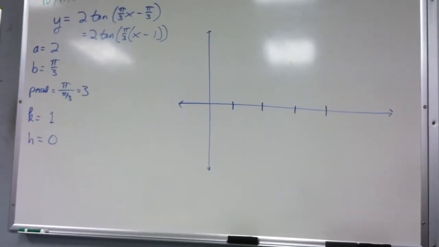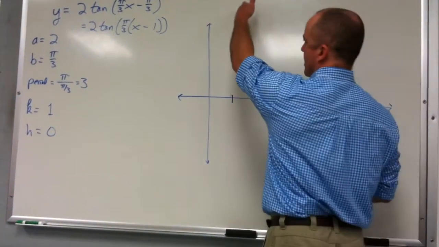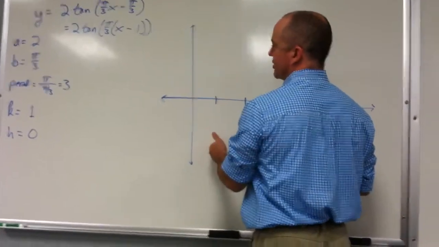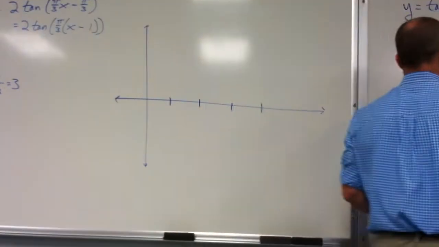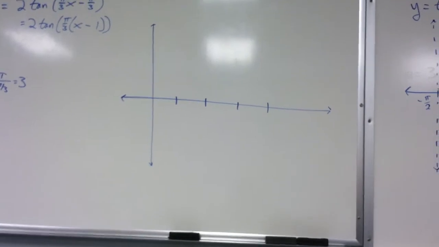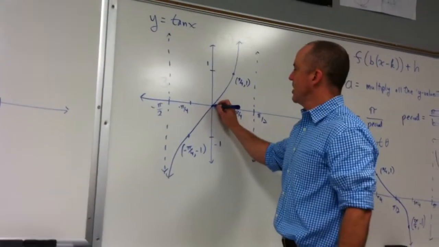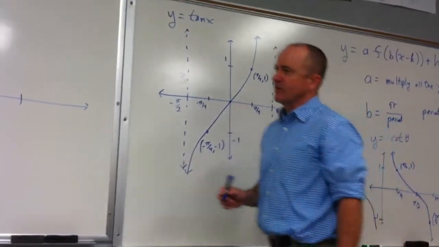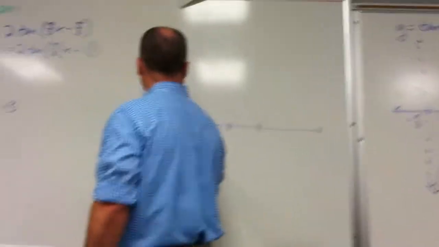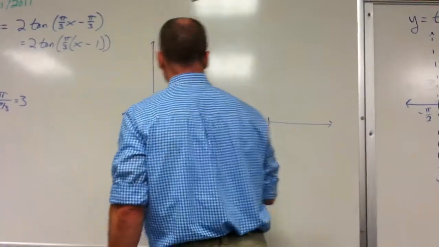Now, you can think of it like x equals 1 is our new y-axis. On the parent function, what is the tangent doing at the origin? Crosses. What's its y value there? 0. Then that's what this is going to do at 1. Okay?